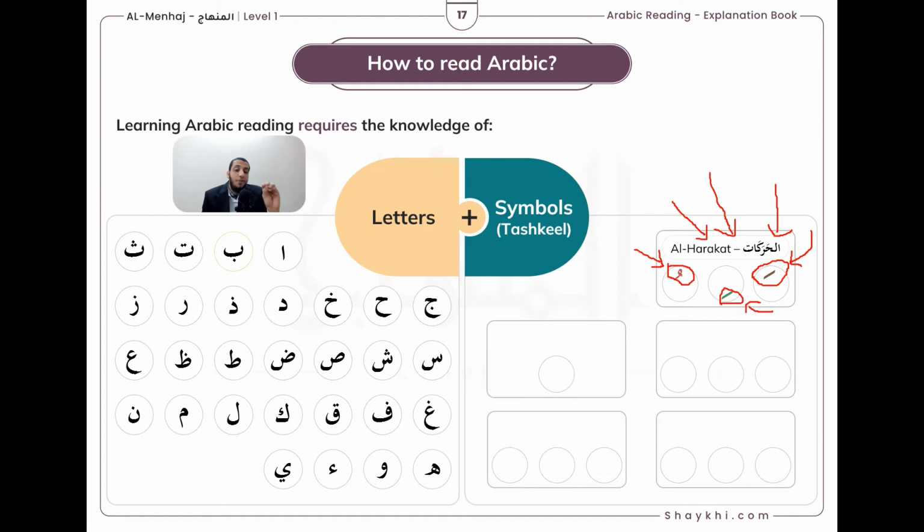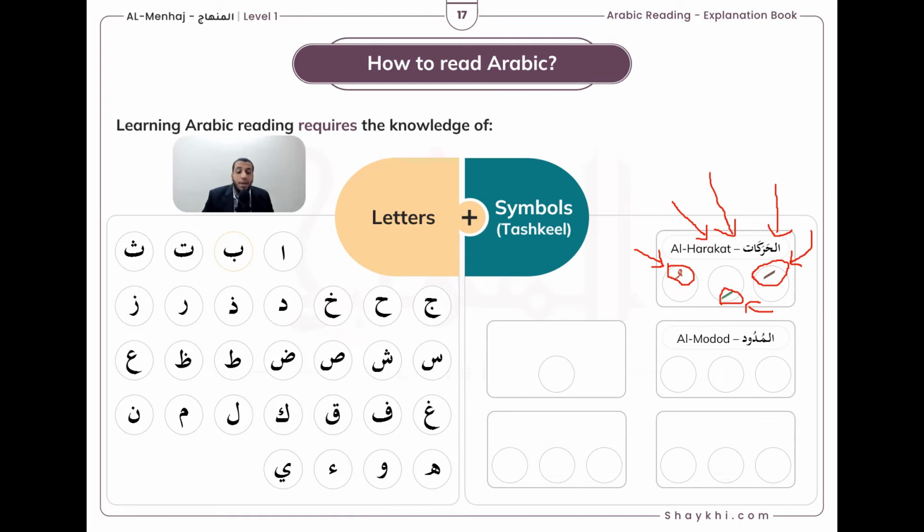But we have 3 different ways of pronouncing these short vowel sounds: opening the mouth, dropping the jaw, or rounding the lips. This is why we have 3 points or 3 categories under al-harakat: al-fath, al-kasr, and al-dhamm. Okay, so now we finish al-harakat.